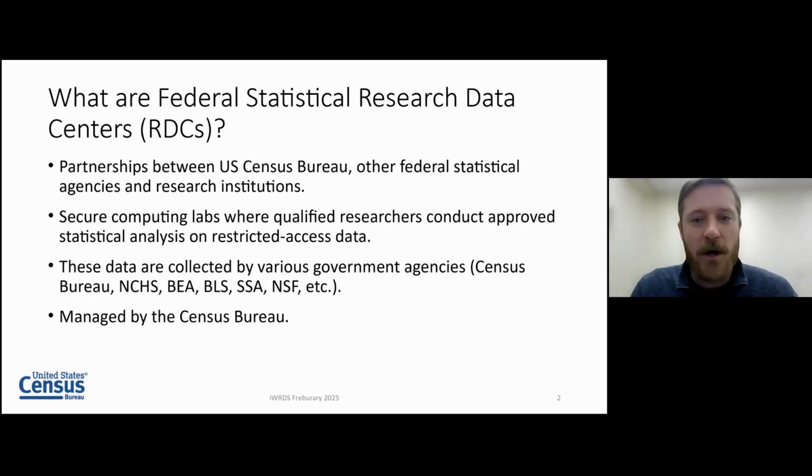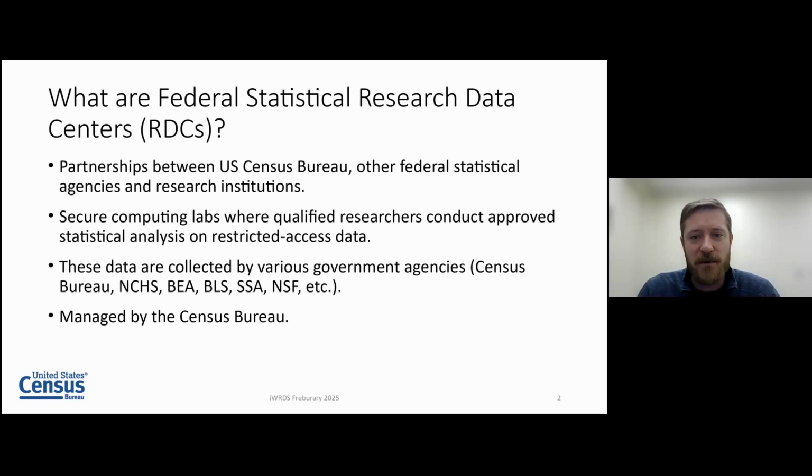All right, so to begin with, what exactly is a Federal Statistical Research Data Center? These FSRDCs are a network of computer labs around the country that are a collaboration between the US Census Bureau, other federal statistical agencies, as well as local research consortiums of local institutions.